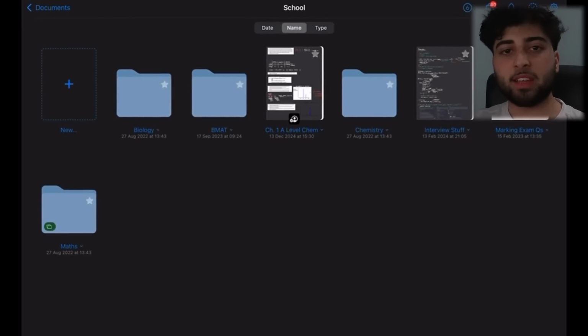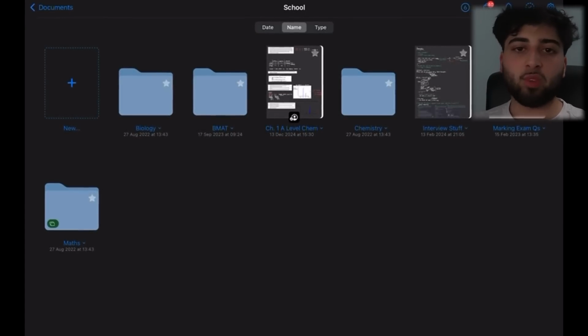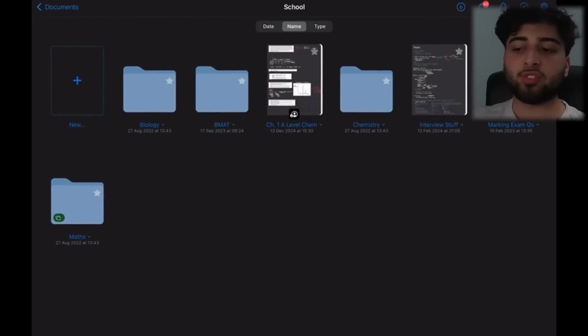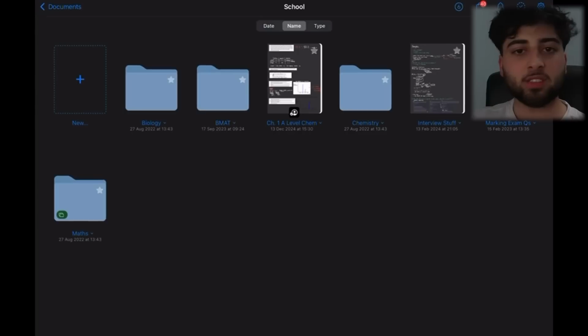but having this iPad made it a lot easier for me in A-levels because I could see everything all in one place, and even when I was at school I could access all of my past papers, and it's just so much easier for me to manage all of them and search different questions throughout all of them.